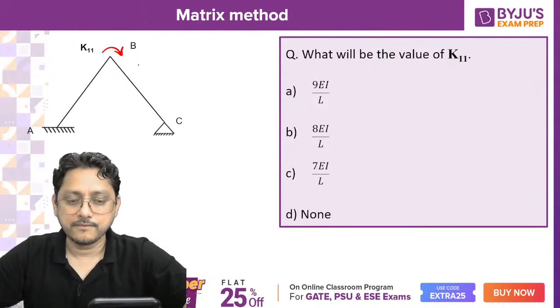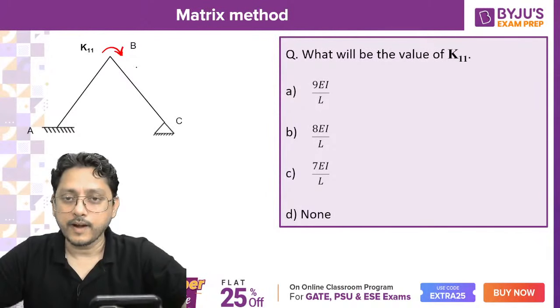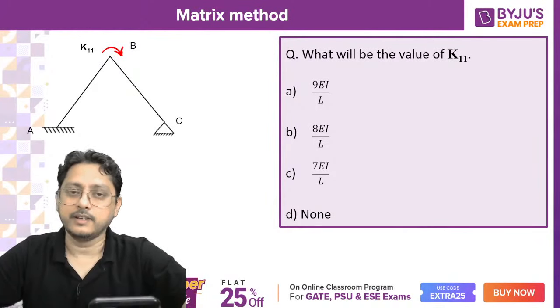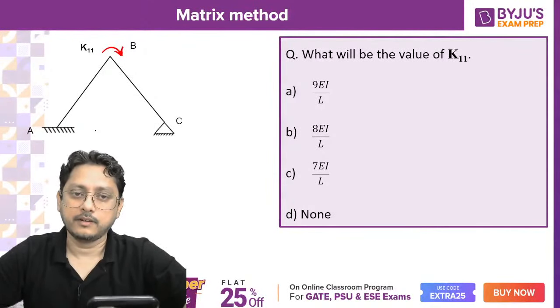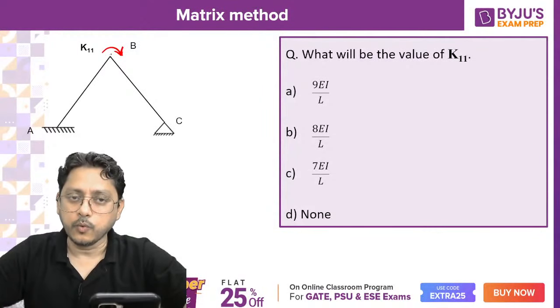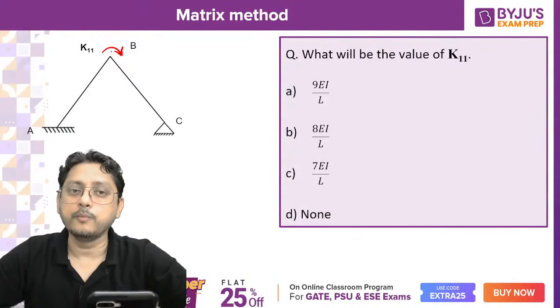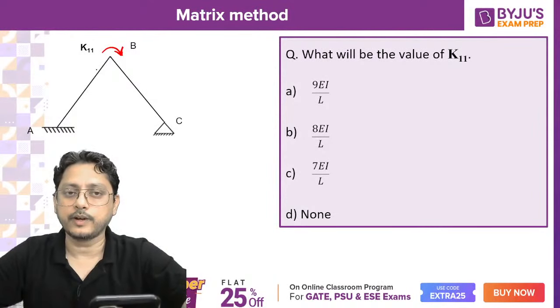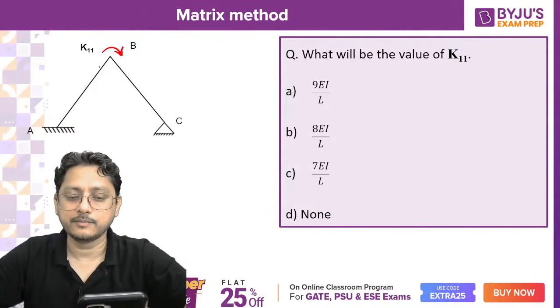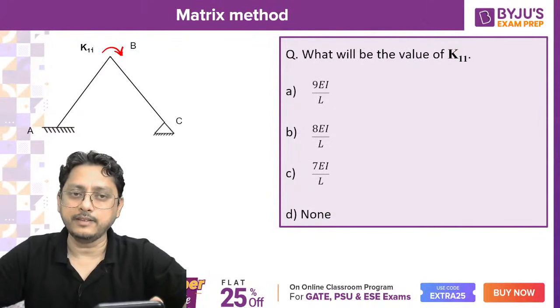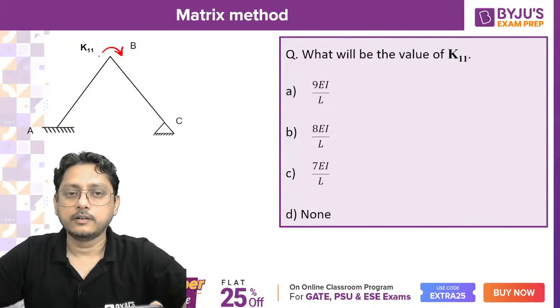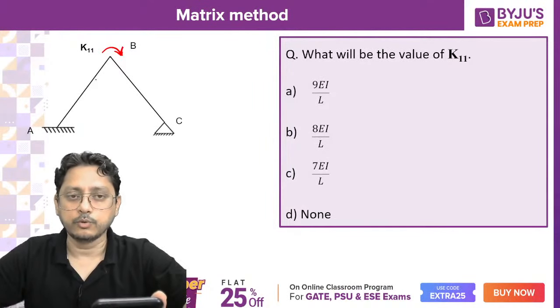If you are providing a unit rotation here, to produce a unit rotation at joint B, as it looks like it is a rigid joint, of course, how much effort you need to apply, that is quite easy, very easy. So here, how much effort you need to apply, that's the meaning of K11. If you want to produce a unit rotation here, what is the force?